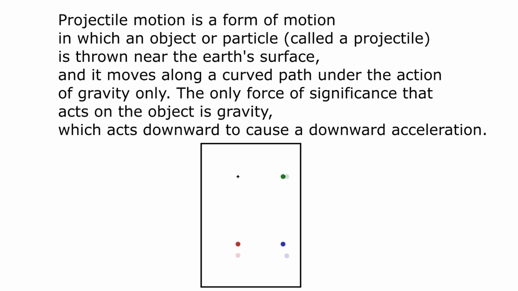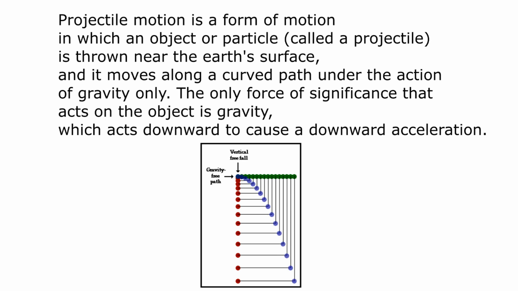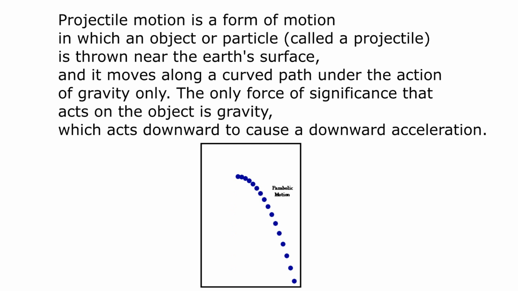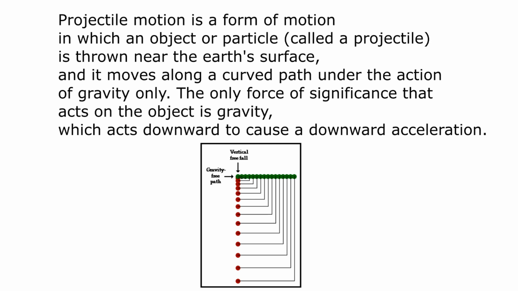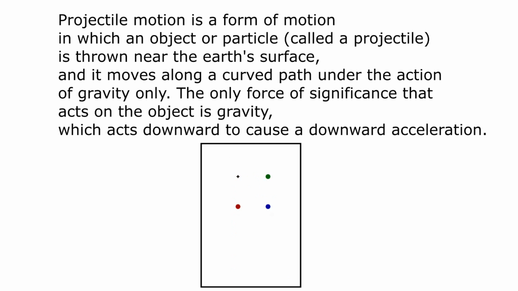Projectile motion is a form of motion in which an object or particle called a projectile is thrown near the Earth's surface, and it moves along a curved path under the action of gravity only. The only force of significance that acts on the object is gravity, which acts downward to cause a downward acceleration.